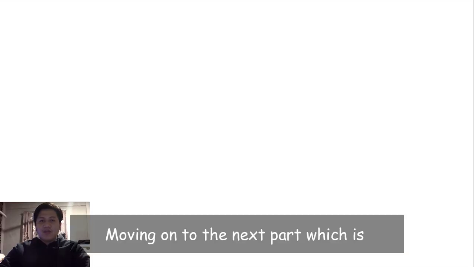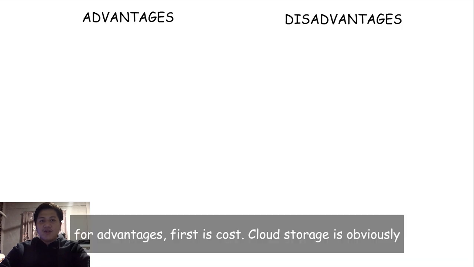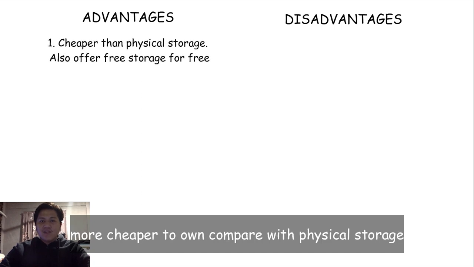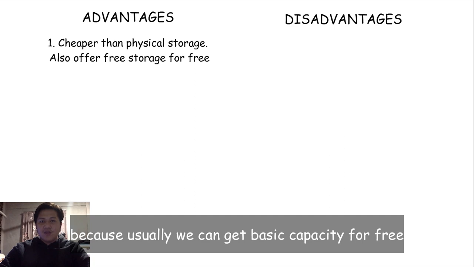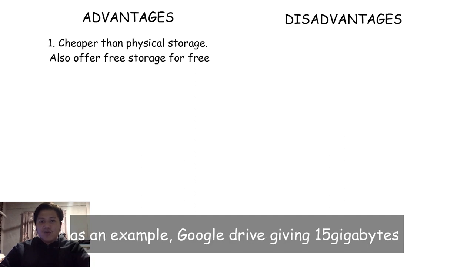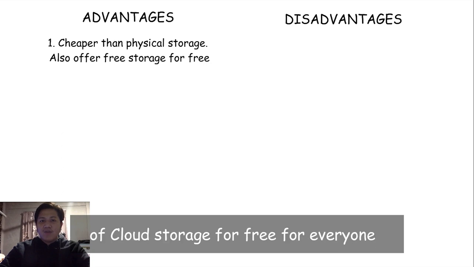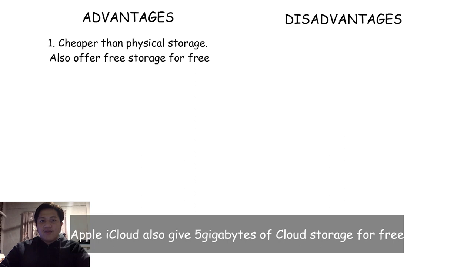Okay, moving on to the next part, which is advantages and disadvantages of cloud storage. For advantages, first is cost. Cloud storage obviously is cheaper to own compared to physical storage because usually we can get basic capacity for free. As an example, Google Drive gives 15 GB of cloud storage for free for everyone. Apple iCloud also gives 5 GB of cloud storage for free.